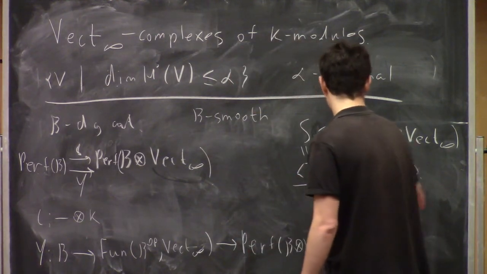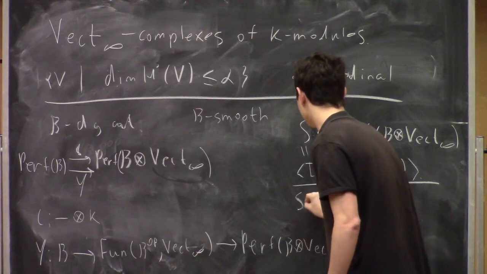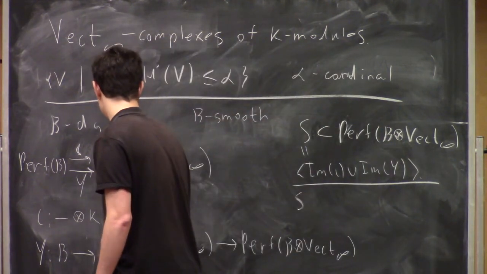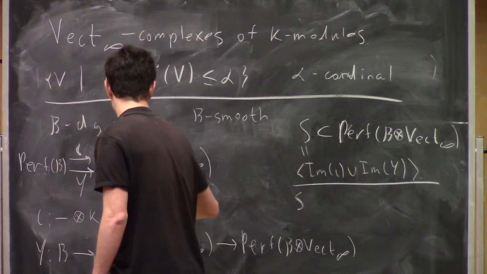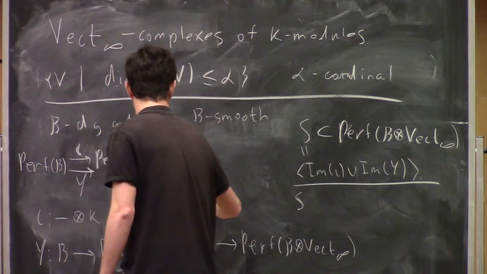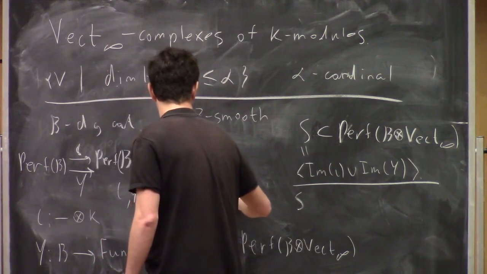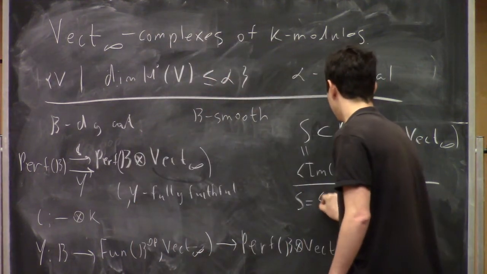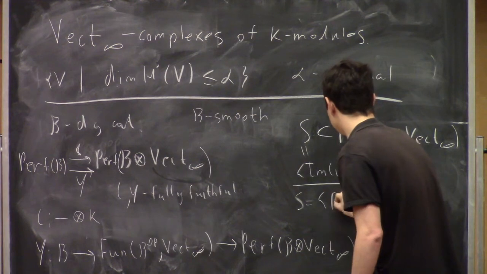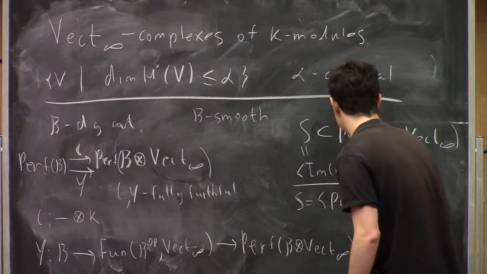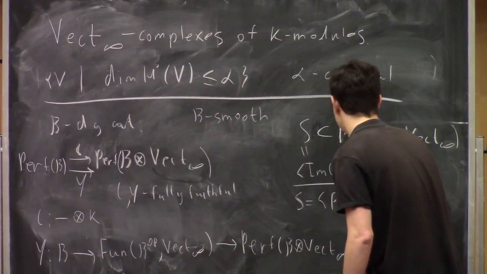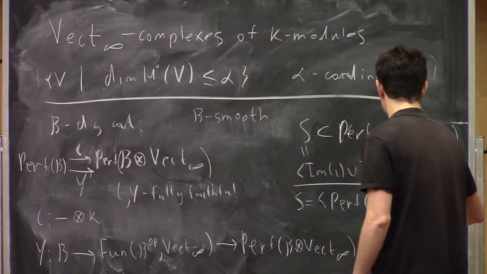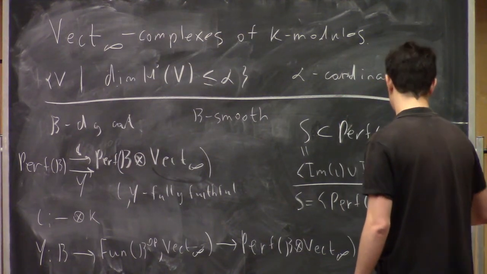Then you actually get a semi-orthogonal decomposition. Both these functors, iota and Y, are fully faithful. So you get a semi-orthogonal decomposition: perfect complexes on the punctured neighborhood of infinity, and the image of iota.